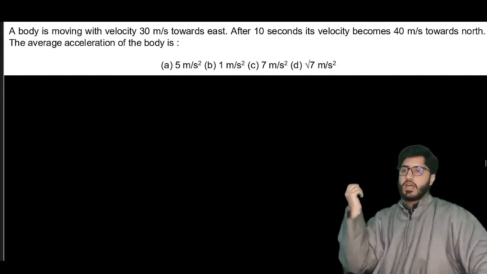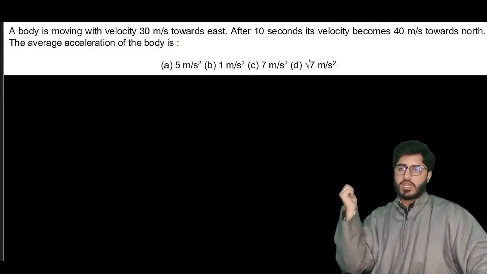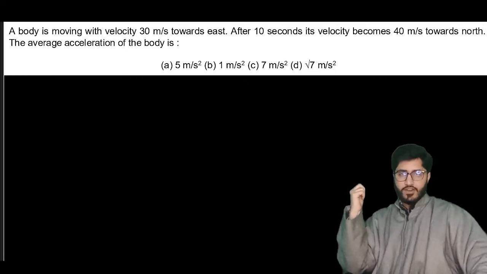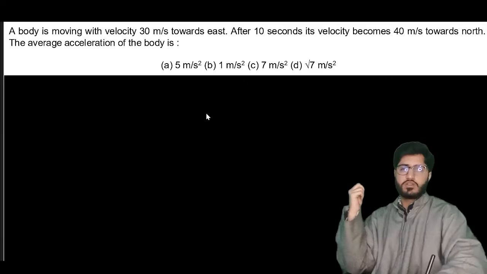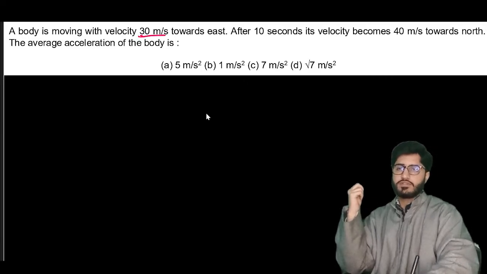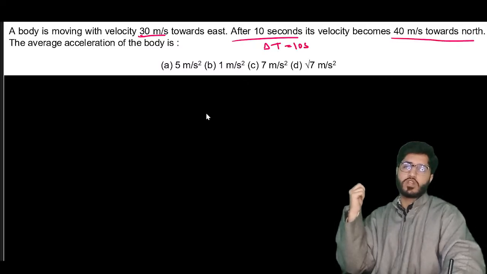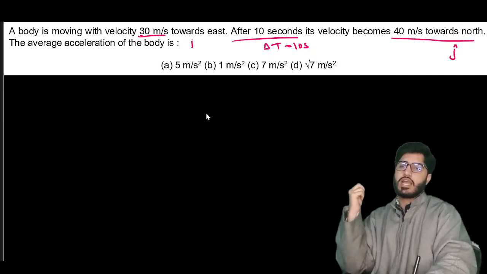Next numerical. A body is moving with velocity 30 meters per second towards east. After 10 seconds, its velocity becomes 40 meters per second towards north. So initially it is 30 meters per second, delta t is 10 seconds, finally it is 40 meters per second towards north. North is j cap, east is i cap.